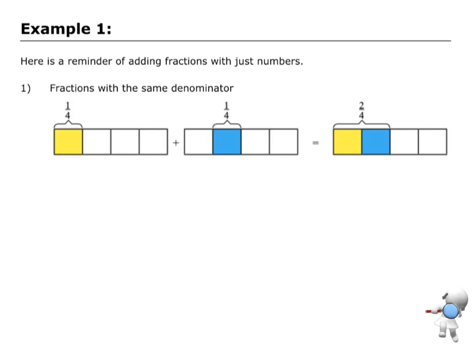So a quarter plus a quarter is going to give me 2 quarters. So the base number, the 4, stays the same. And all I'm going to do is add the numbers on the top. 1 plus 1 will give me the 2.